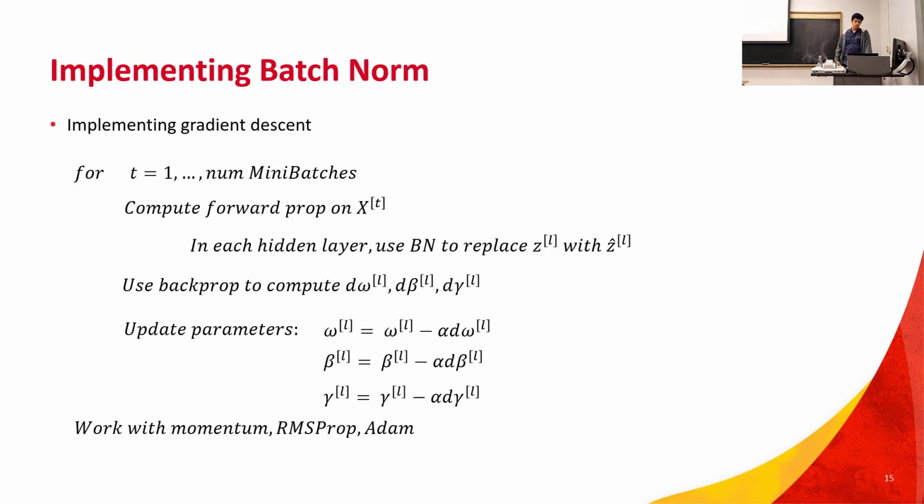So for t equals 1 to the number of mini batches, we compute the forward prop on x, and then in each hidden layer use batch normalization to replace z with z hat, and we use backprop to compute dw, d beta and d gamma, and then update the parameters. Also, one thing to point out is that batch normalization works with RMSprop, momentum, Adam or other optimizers out there, and that's a good quality of it.